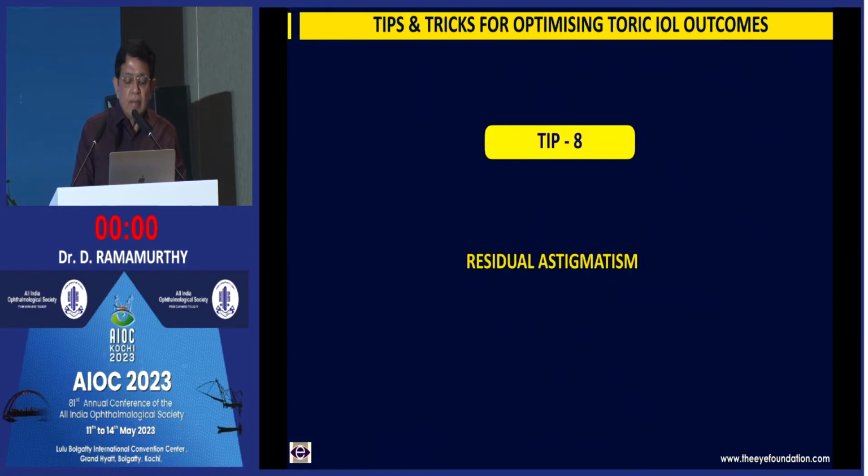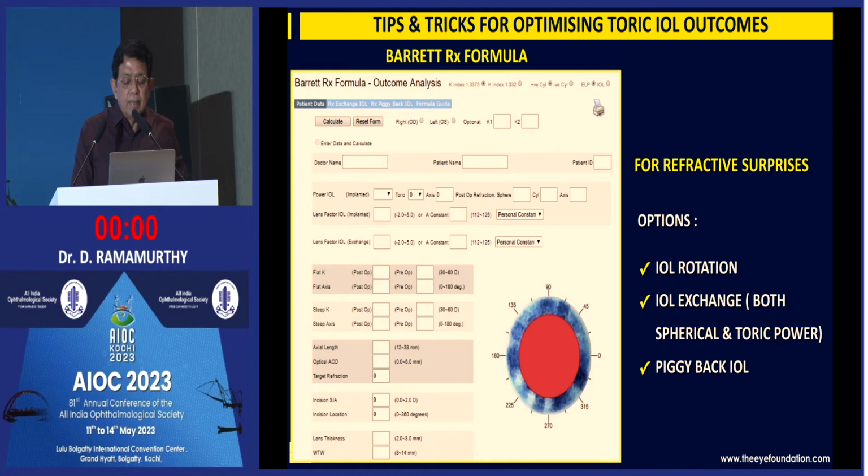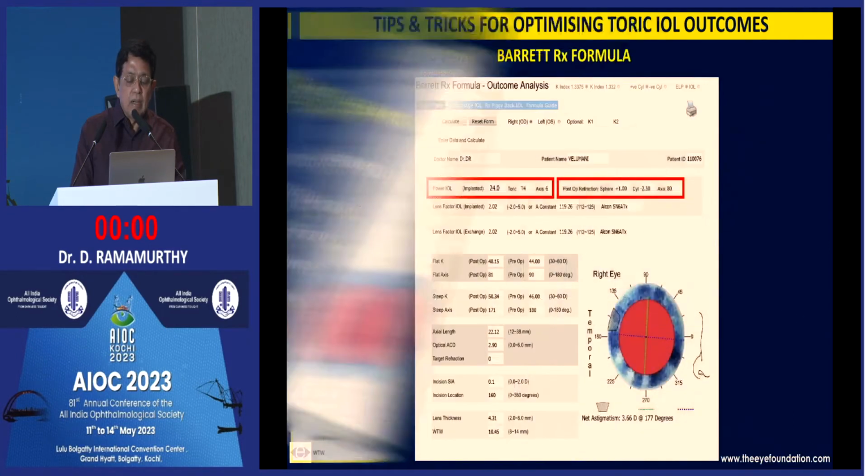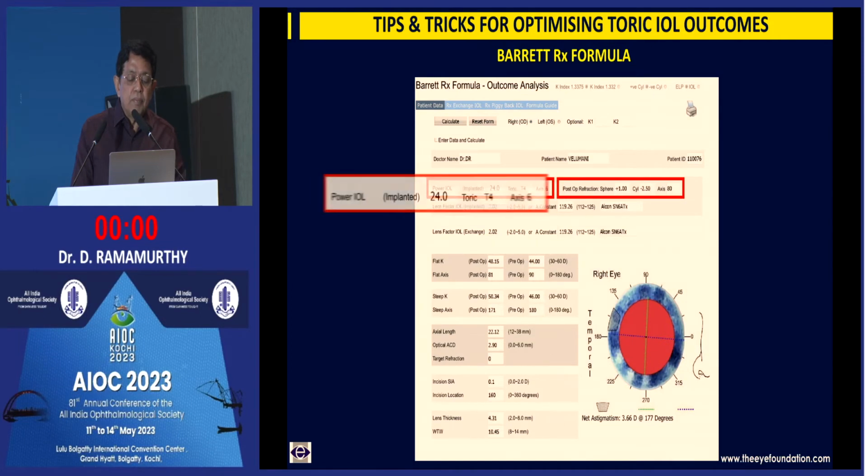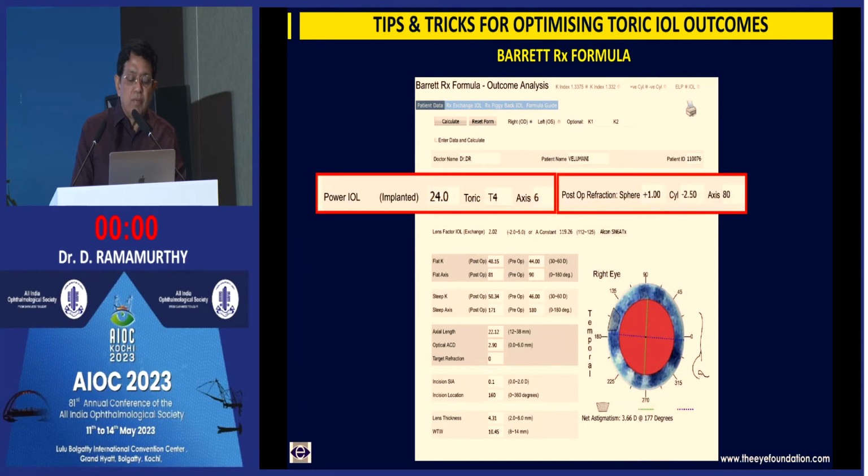When there is a residual astigmatism, these are the ways by which you can deal with it: IOL rotation, IOL exchange, piggyback intraocular lenses. Here again, the formula that we resort to is the Barrett Rx formula, and this works very well. Basically, this is a case where a 24 diopter T4 lens had been implanted, and the residual error, as you can see, is +1 diopter with 2.5 diopters. One factor that you do need to understand is that rotation of these intraocular lenses will take care of the residual astigmatism only if the spherical equivalent of the residual error is almost zero.